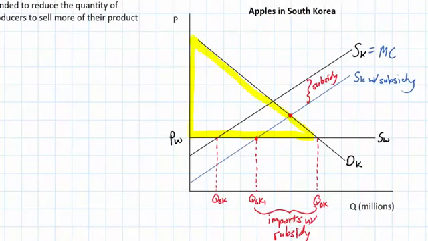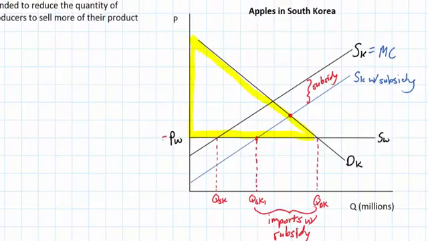Producer surplus in a free trade diagram is represented by the area below the price and above the supply curve. But here's where things get a little complicated in our subsidy diagram. Since a subsidy is a payment from the government to producers per unit produced, we need to show the price that apple producers in South Korea will actually receive for their apples after they have received the subsidy from the government. So here's how we can look at this.